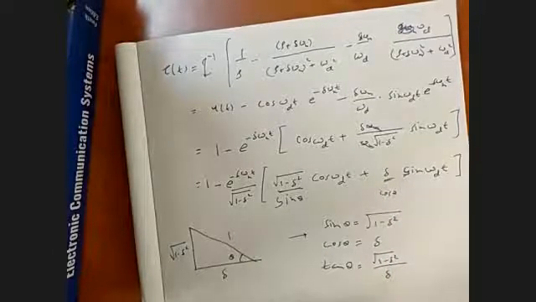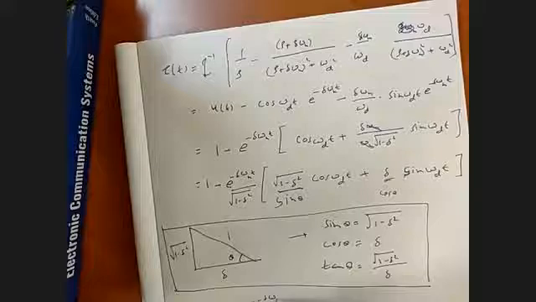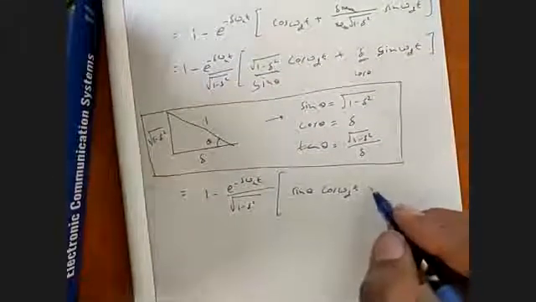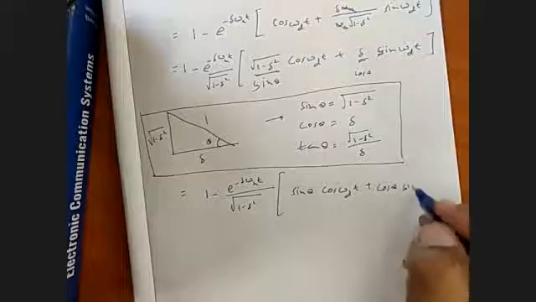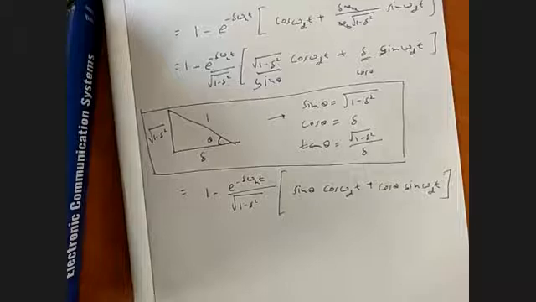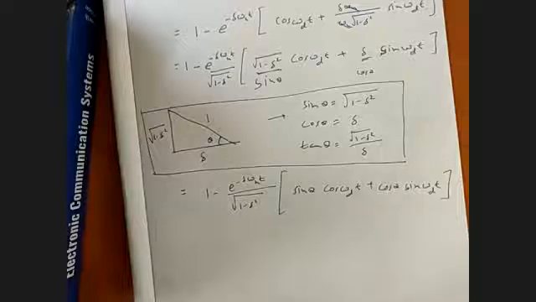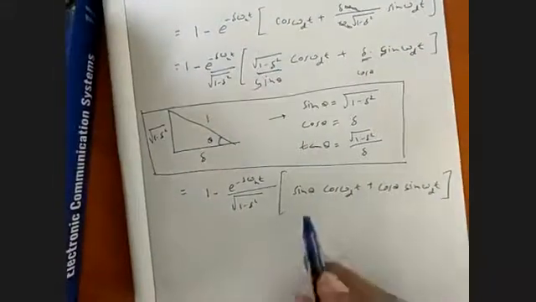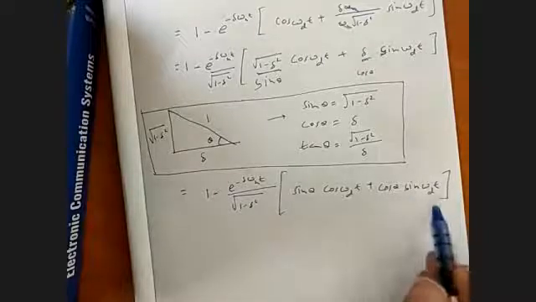So it will become 1 minus e raised to power minus delta omega n t upon under root 1 minus del square, sin theta cos omega d t plus cos theta sin omega d t. Sin A cos B plus cos A sin B. Does anyone remember what this is? Sin A cos B plus cos A sin B.